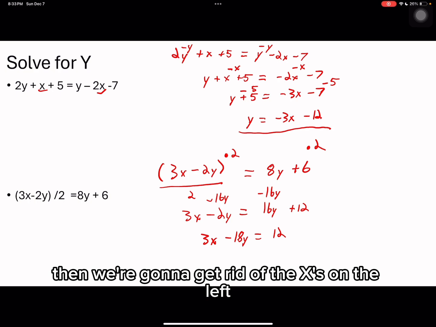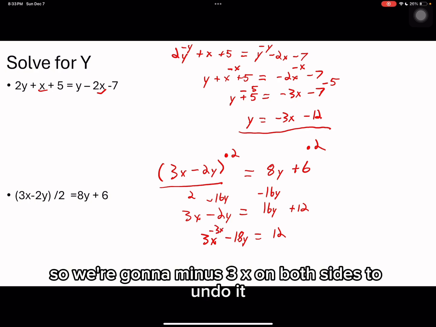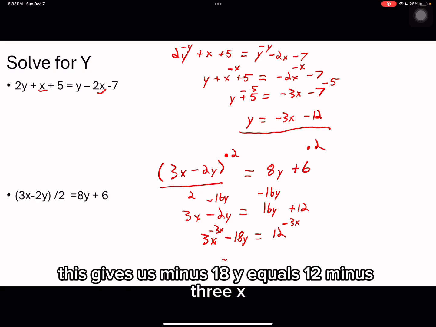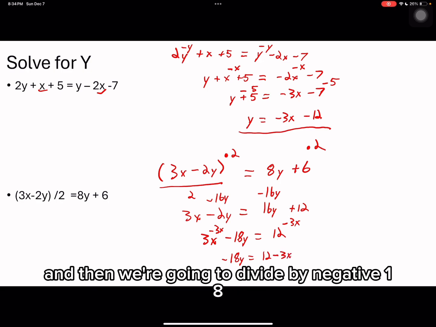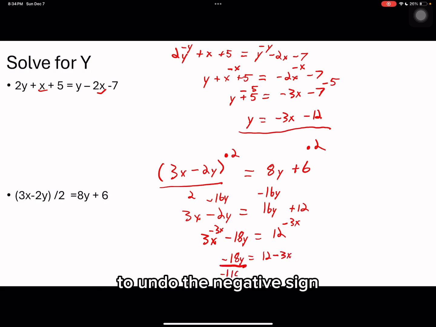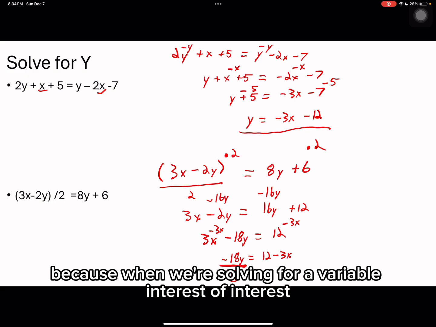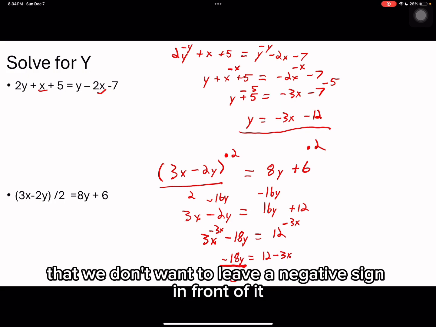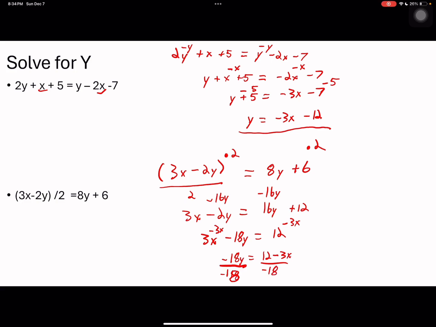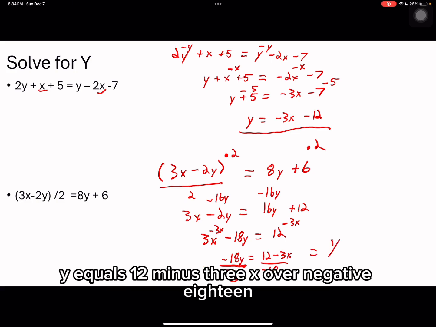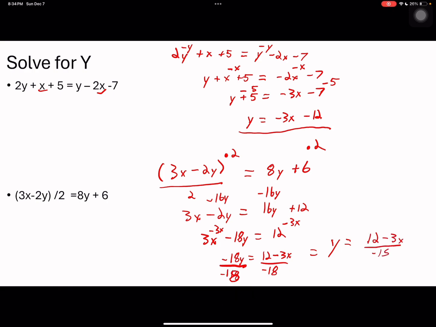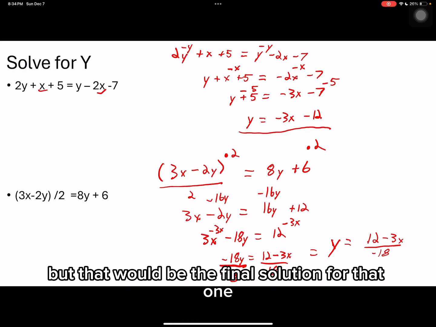Then we're going to get rid of the x's on the left. So we're going to minus 3x on both sides to undo it. This gives us minus 18y equals 12 minus 3x. And then we're going to divide by negative 18 to undo the negative sign and the 18, because when we're solving for a variable of interest, it's also important to note that we don't want to leave a negative sign in front of it. So the solution to this one is y equals 12 minus 3x over negative 18. It doesn't look very pretty, but that would be the final solution for that one.